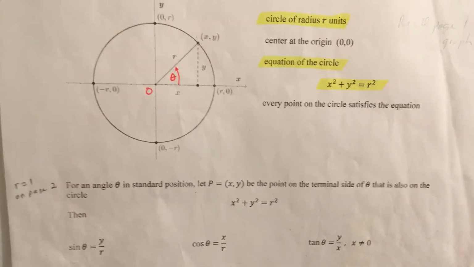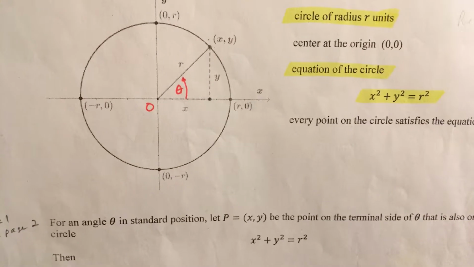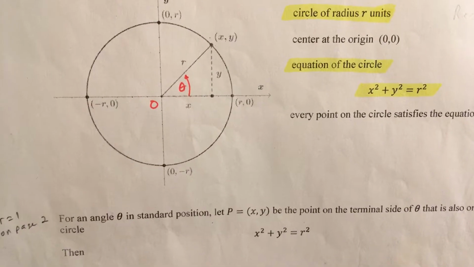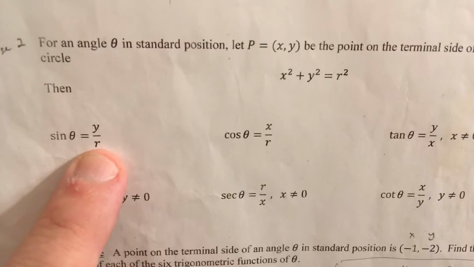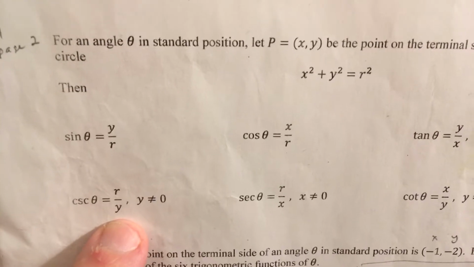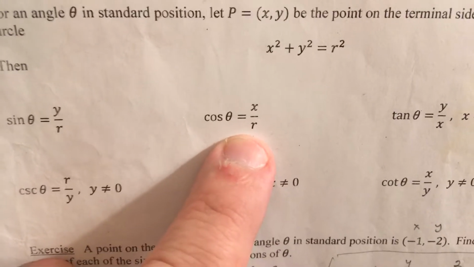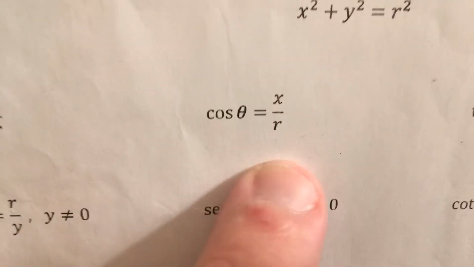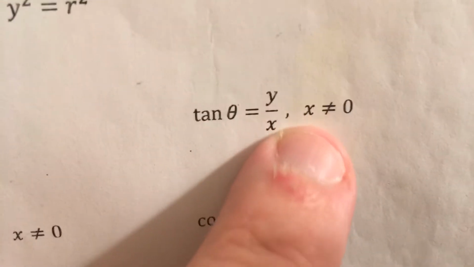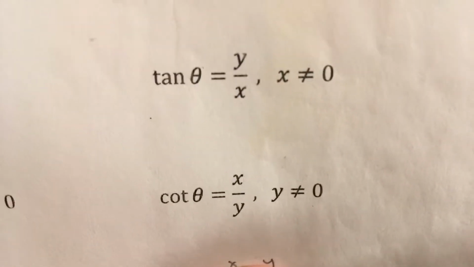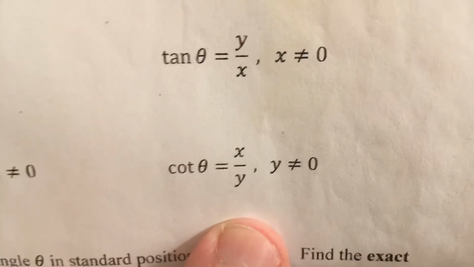So if we're using a circle with a radius different from 1, how does that affect our definition for the 6 trig functions for the angle theta drawn in our graph here, angle theta in standard position? Well, sine theta, instead of being equal to y, is now equal to y over r. And cosecant theta, the reciprocal of sine, is now r over y. Cosine theta, instead of being just equal to x, is now equal to x over r, and secant, the reciprocal of cosine, is r over x. Now tangent and cotangent are unaffected by the size of the circle, the radius of the circle. Tangent is still y over x, and cotangent is still x over y.